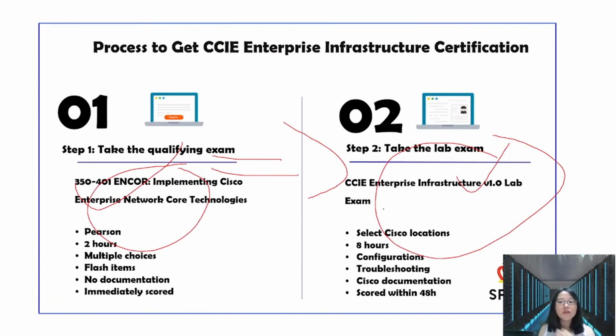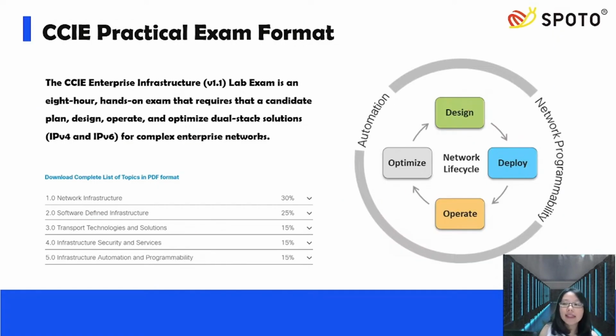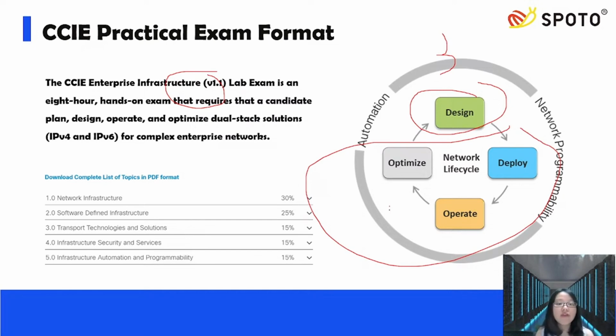So let's move to the lab part. As you know, the EI lab has updated to version 1.1. This exam is 8 hours total, with the first module being 3 hours and the second module being 5 hours. Candidates will be tested on varying technologies and the solutions listed in the exam topics throughout both modules, while both modules are independent from each other.